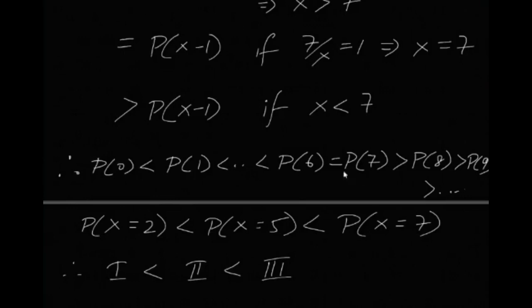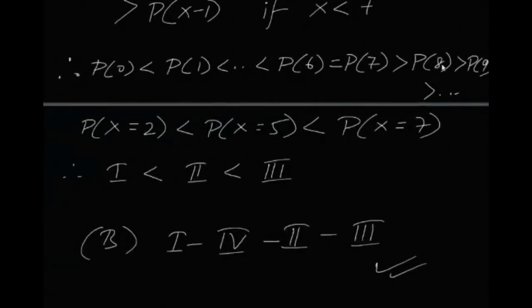This is the thing. P of 6 and p of 7 have the same value. Again, this is greater than p of 8, greater than p of 9, and so on. So basically, if I were to plot the PMF of this function, it will have two maxima, at the values 6 and 7, right? Before that it was increasing, and after that it was decreasing, right? So the mode of this function is obviously both 6 and 7. This is not a unimodal function.